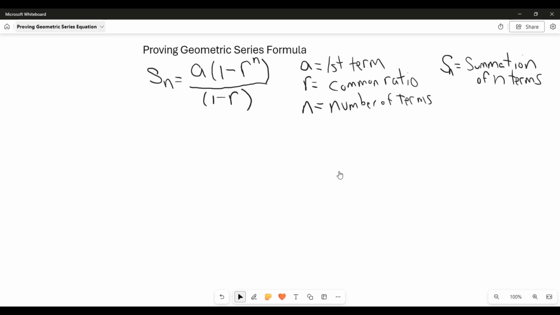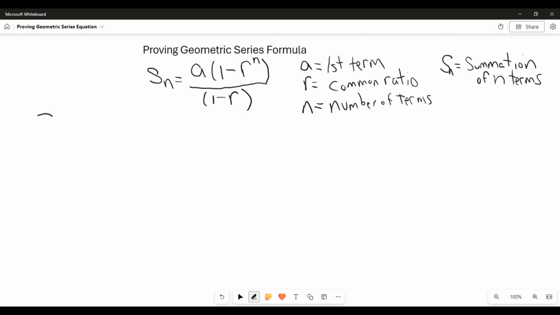Okay, so we're going to prove this geometric series formula. S sub n equals a times the quantity 1 minus r to the n divided by 1 minus r. And I've listed here what each letter means. A is the first term, r is the common ratio, n is the number of terms, and S sub n is the summation of n terms. So let's take a look at what we have.